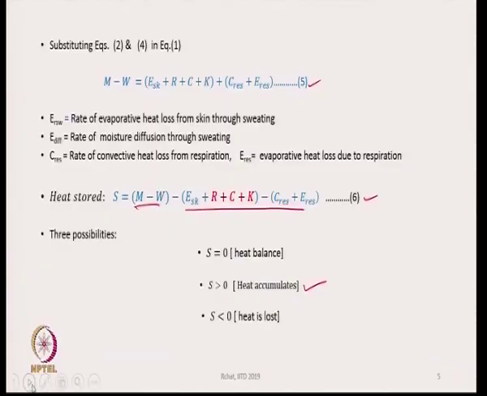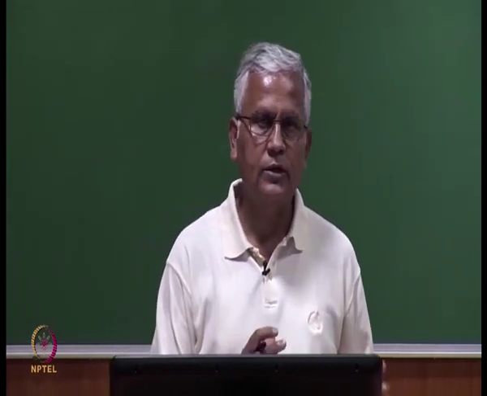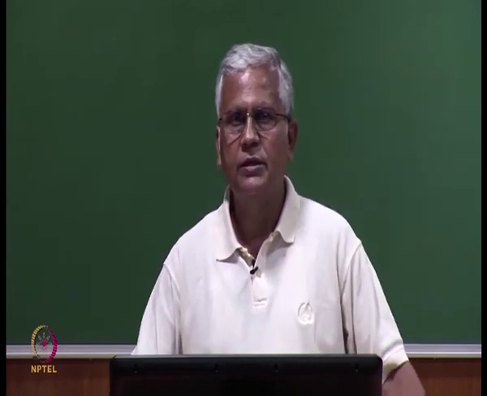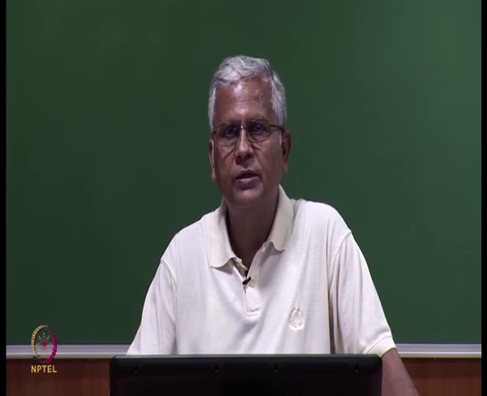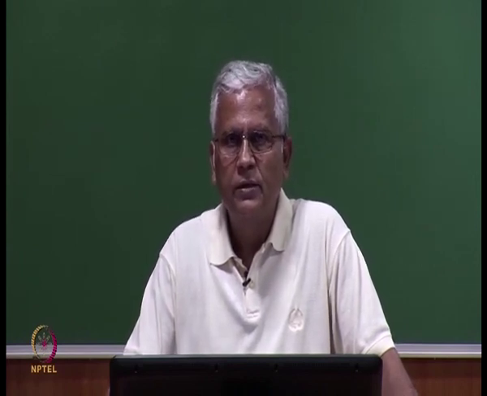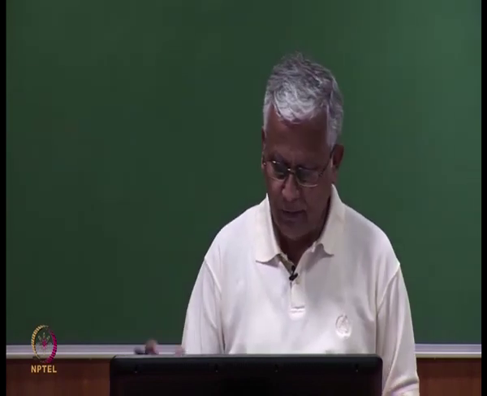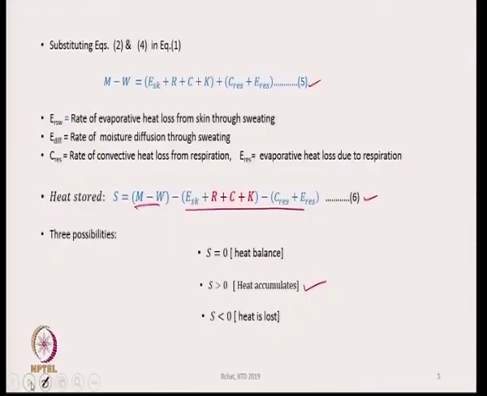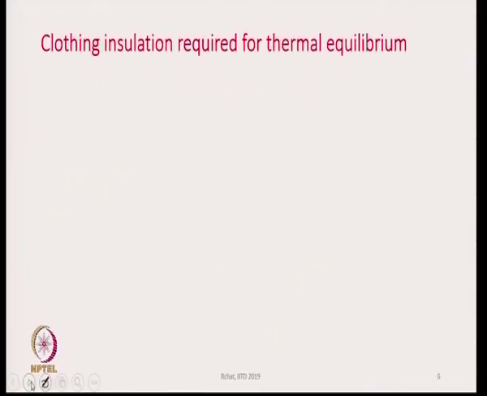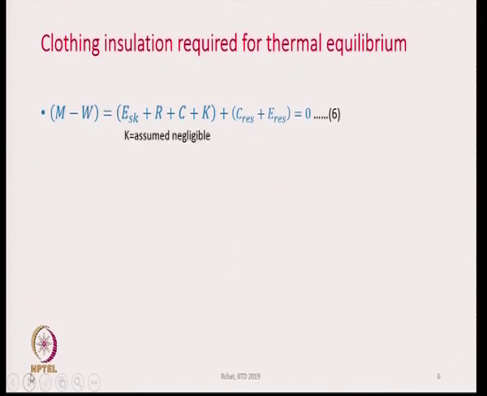The third possibility is S is less than 0, that is the possibility of losing heat is much more than what is being generated, which generally happens when it is winter time. In that case, the body is going to lose more and more heat than it is generating per unit time. As a result of that, the body temperature will go down and down. That is what is going to happen, and there will be some consequences for that also. So, clothing insulation required for thermal equilibrium is therefore such that S has to be 0.